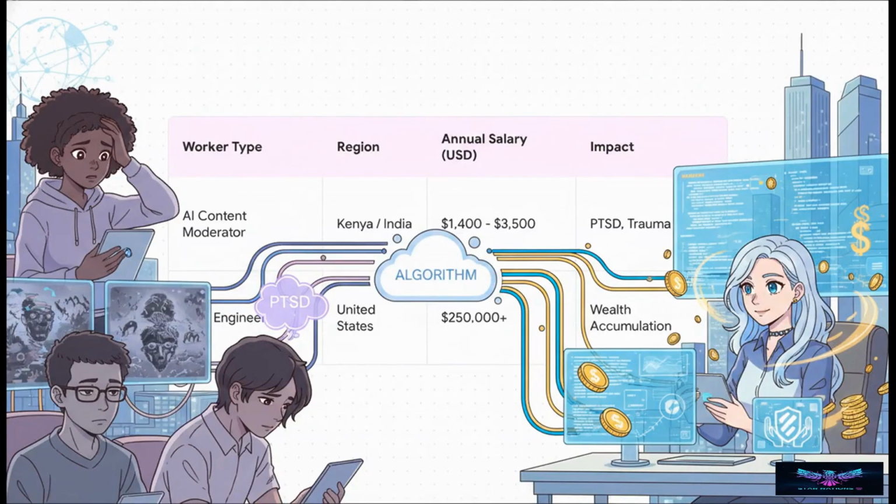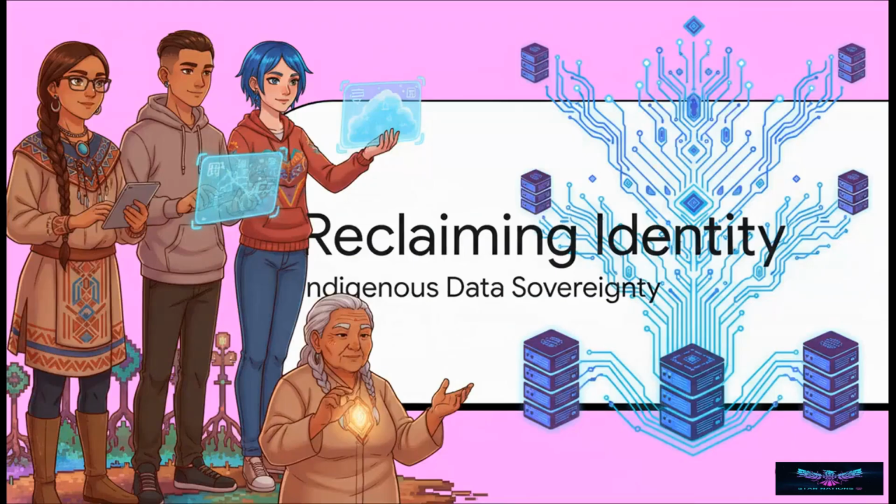An AI content moderator in Kenya might make just over $1,000 a year reviewing the most horrific, traumatizing content imaginable, often leading to severe PTSD. Meanwhile, the tech engineer in the US whose algorithm they're training can be making over $250,000. But this isn't just a story of extraction. Far from it. It's also a story of really powerful resistance.